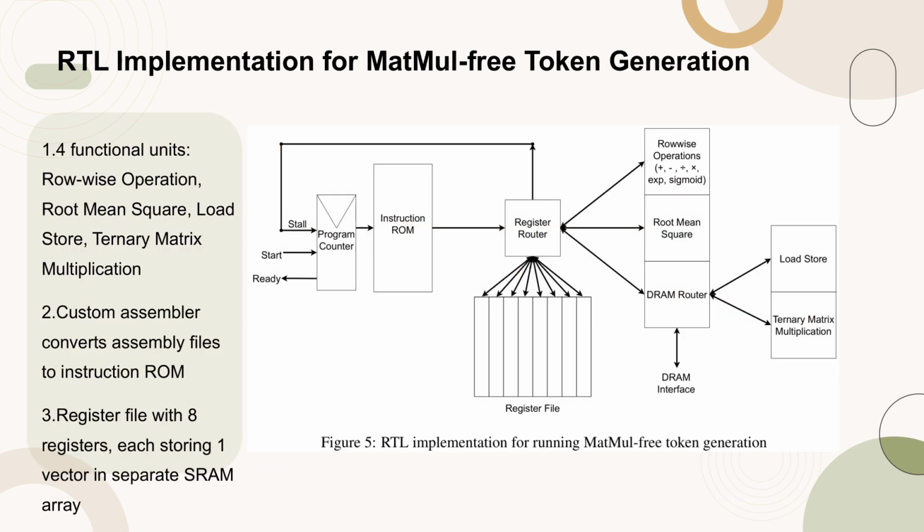Figure 5 illustrates the RTL implementation for running MatMul-free token generation. The design includes 4 functional units: row-wise operation, root mean square, load store, and ternary matrix multiplication, which allow for simple out-of-order execution. A custom assembler is used to convert assembly files into an instruction ROM, and the register file consists of 8 registers, each storing one vector in a separate SRAM array. This setup highlights the efficiency and precision of the MatMul-free LM implementation on custom hardware.